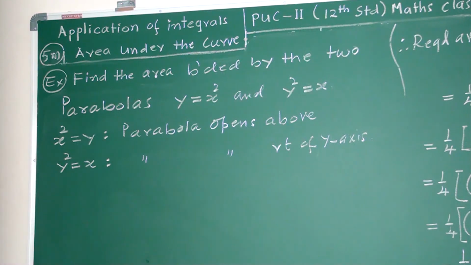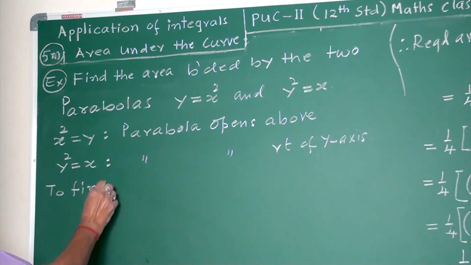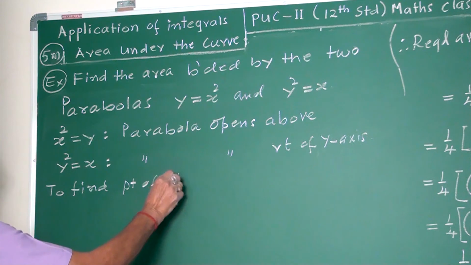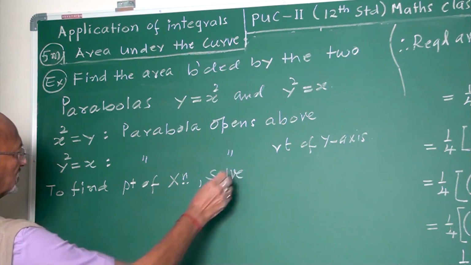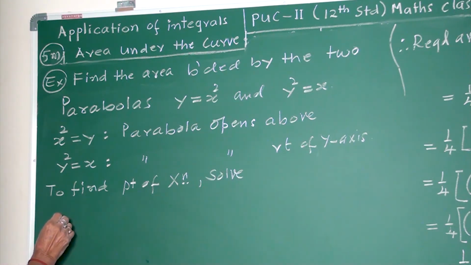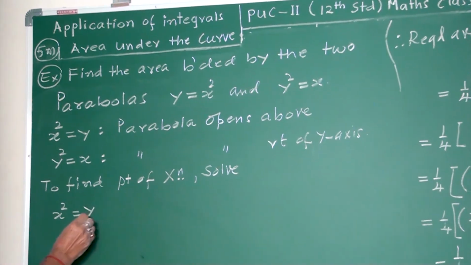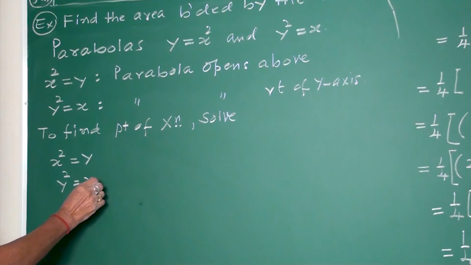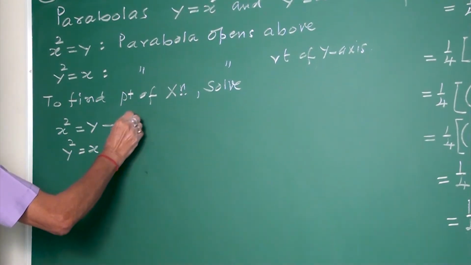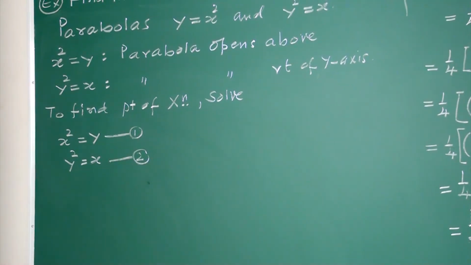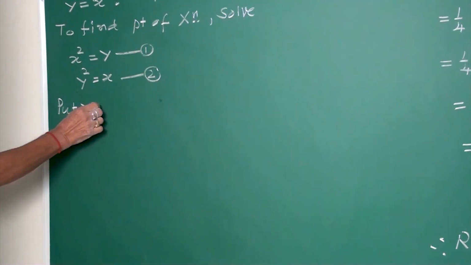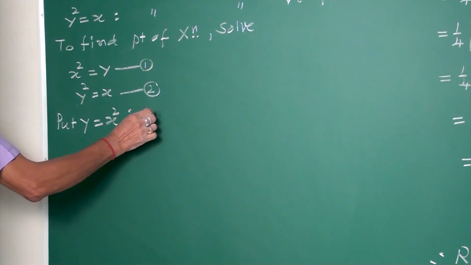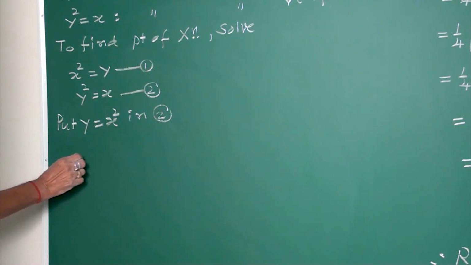Then first you have to find the points of intersection. To find the points of intersection, solve the equations. x square equal to y and y square equal to x. Name this as 1, this is 2. Put y equal to x square in equation 2.